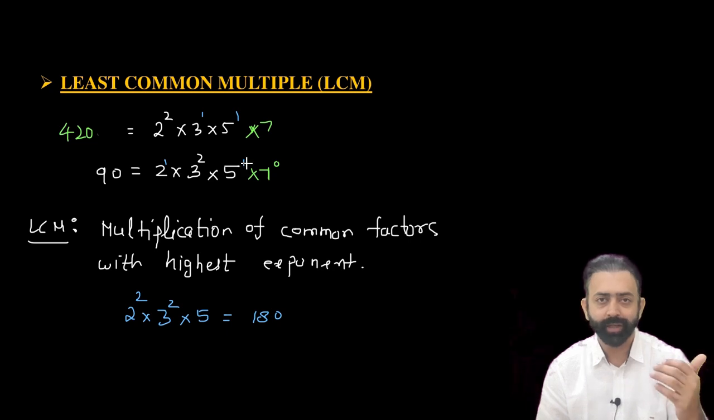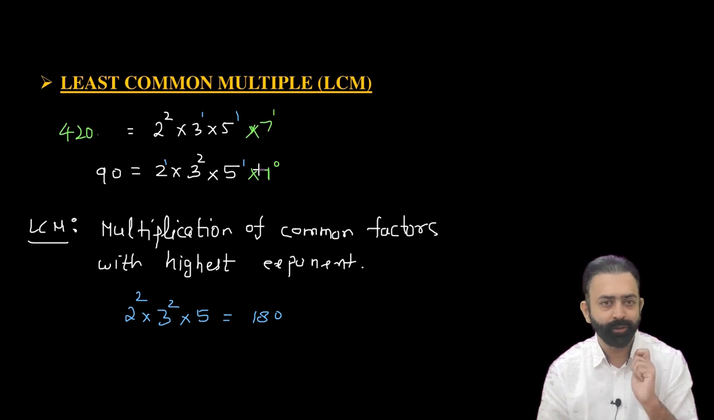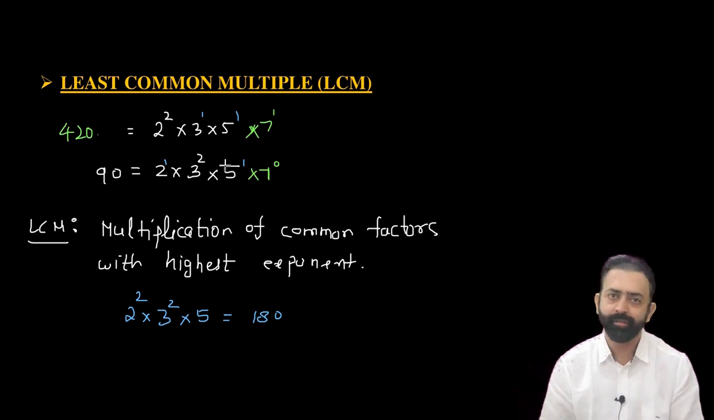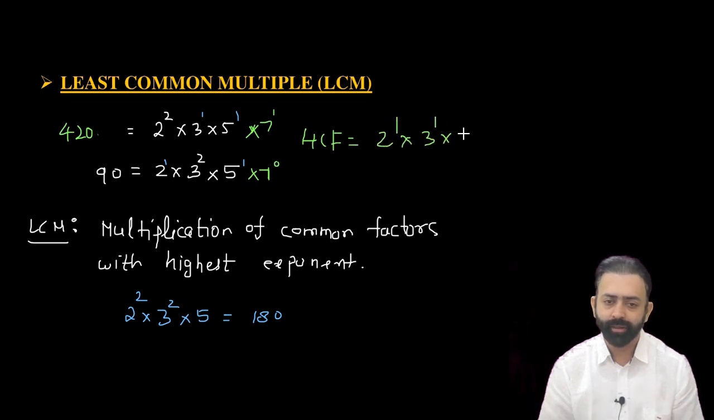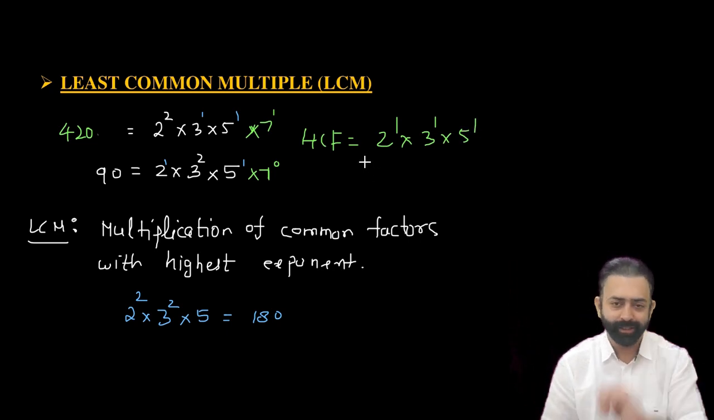In case of HCF, this 7 is here with exponent 1 and this 7 is here with exponent 0, so we will take the least exponent. So the HCF will remain the same for both 420 and 90, because the common factors will again be 2, 3 and 5, and the exponent we will take as the least. So the HCF will be 2 raised to power 1, 3 raised to power 1 and 5 raised to power 1, or you can take 7 raised to power 0 also, which in fact is 1.